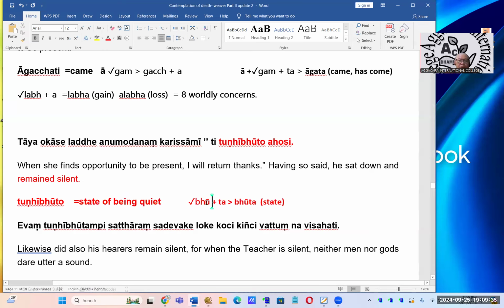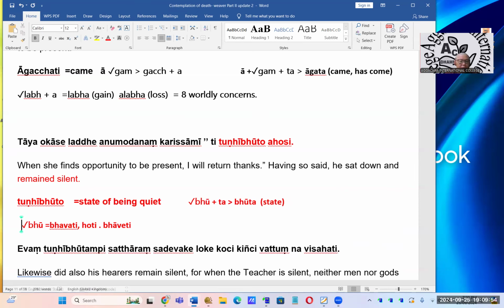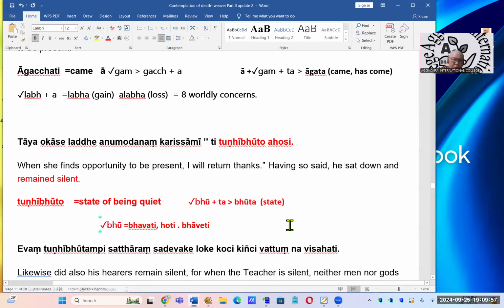This one we see many times. This root is actually very common. From the word bhu, you have the word bhavati or hoti, right? Or sometimes you also link with the word bhaveti, to meditate, meditation, contemplate. So bhu is actually one of the roots we always see. So bhuta here, the root is to be, right? To be, the state of being quiet. So the Buddha kept quiet. In a way, you can say the Buddha remained silent.